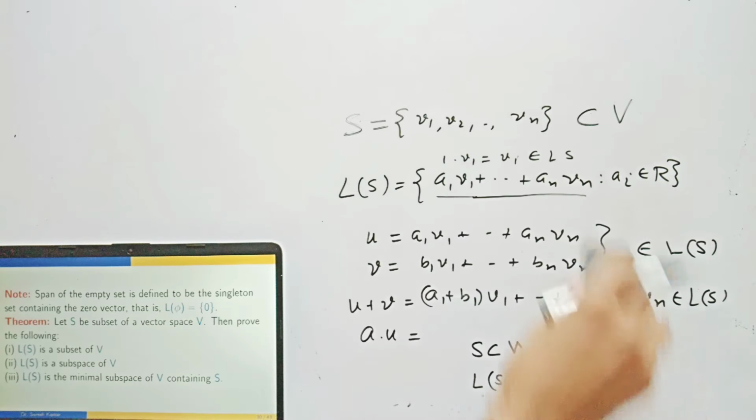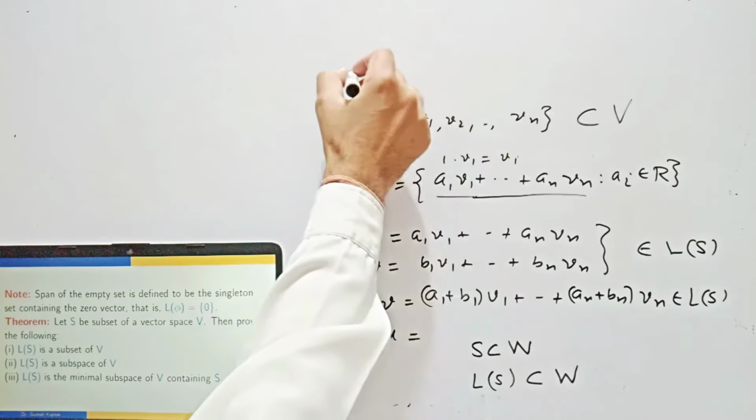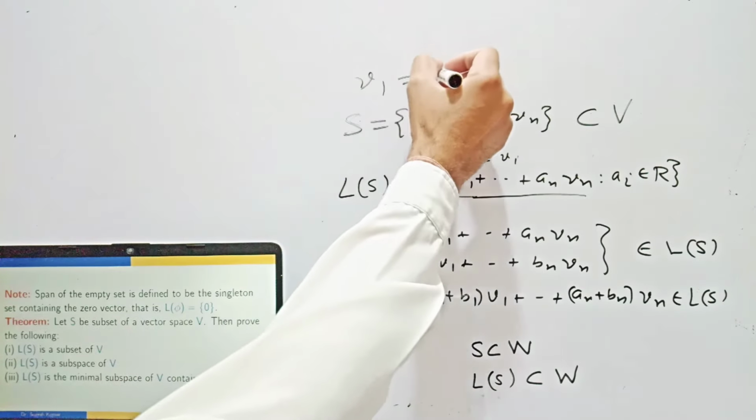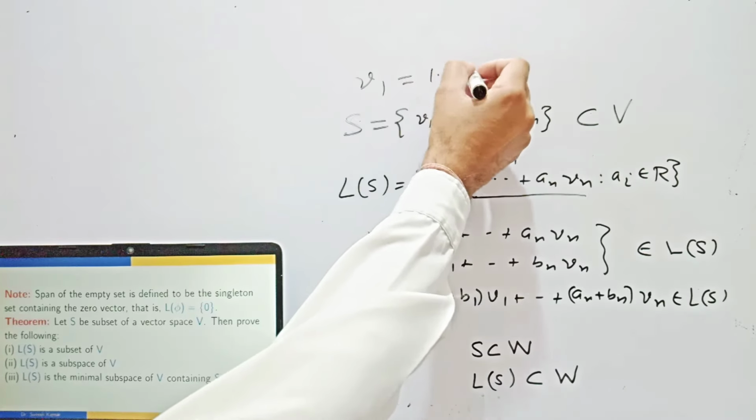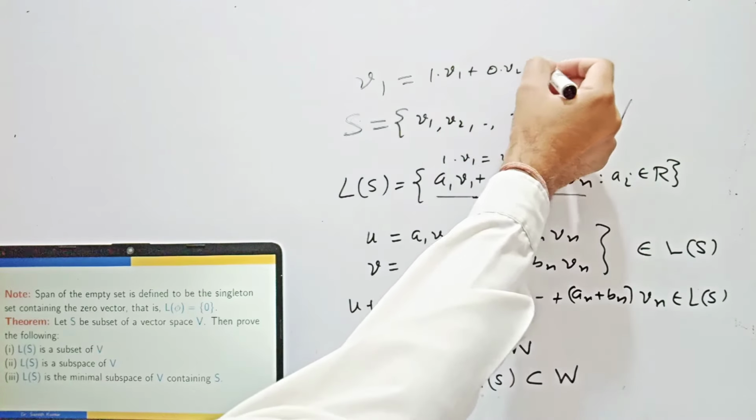Or you can write it like this. Suppose v1 is given. v1 is a member of S. v1 I can write as 1 into v1 plus and so on, 0 into v2 and so on, 0 into vn.